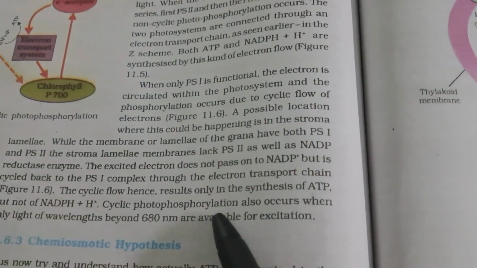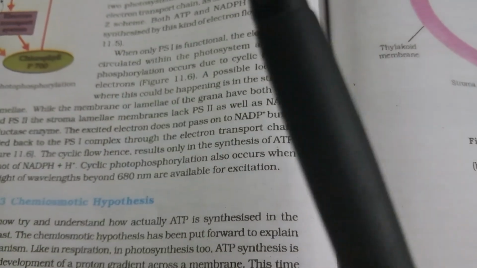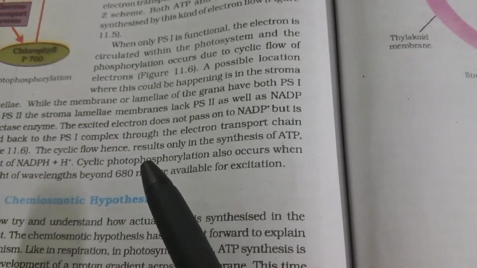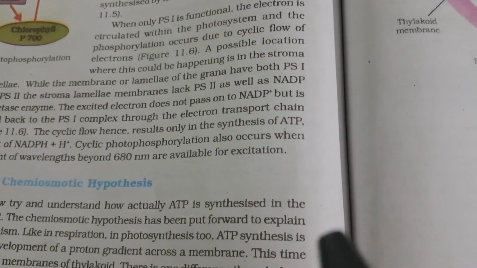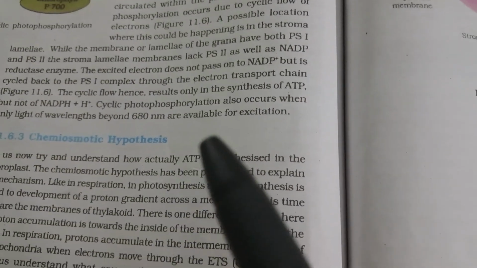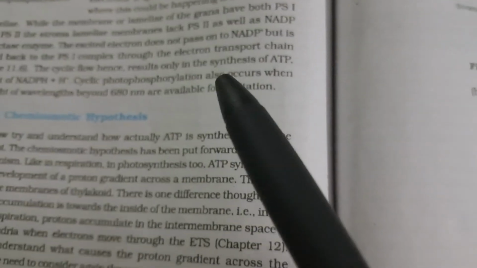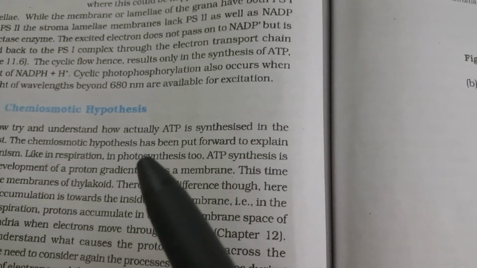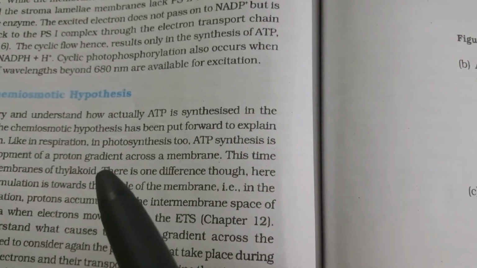Once again I'll summarize regarding cyclic and non-cyclic. How will you differentiate? Firstly, the location. Non-cyclic will take place in the grana, cyclic will take place in the stroma lamella. The second point of differentiation: non-cyclic includes both PS1 and PS2, but cyclic includes only PS1, 700 nanometer.